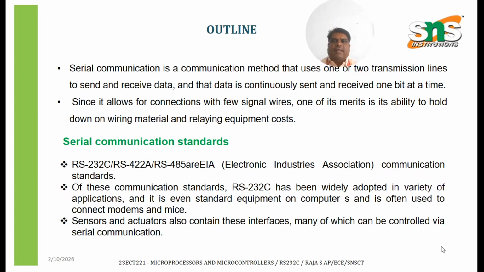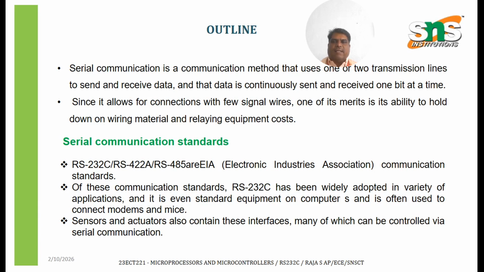Serial communication is a type of RS232. It is a communication method that uses one or two transmission lines to send and receive data, and the data is continuously sent and received one bit at a time. That is, we can send the data one by one. Since it allows connections with a few signal wires, one of its merits is its ability to hold down wiring material and equipment cost.